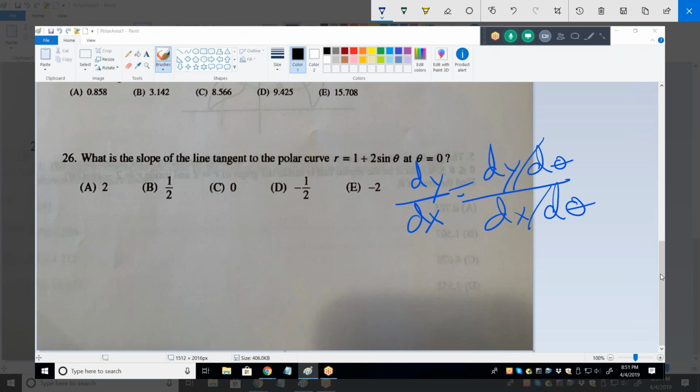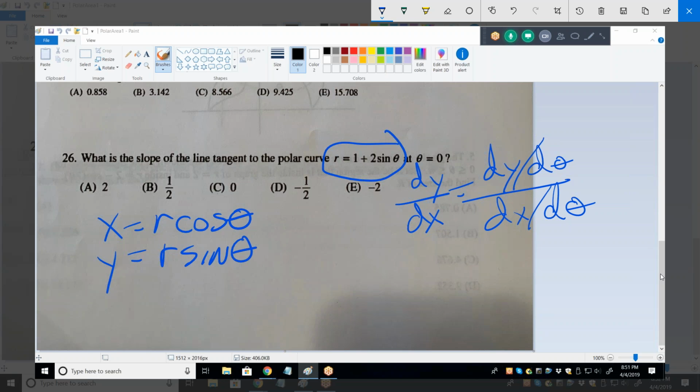So then we have y equals r sine theta. And it's a little tricky. It's not easy to figure out what dy/d theta is. Or dx/d theta. So the only way we can do this is if we convert this polar function to xy coordinates. Well, x is equal to r cosine of theta, and y is equal to r sine of theta. Those are your basic identities.